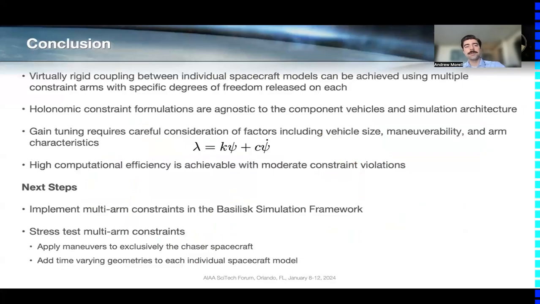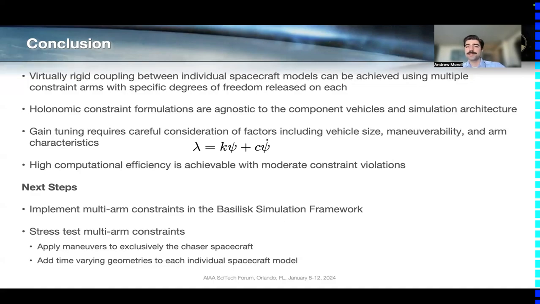Now, in conclusion, we've seen that we can achieve virtually rigid coupling between individual spacecraft models using this multiple constraint arm formulation by just specifically releasing individual degrees of freedom of the component arms. This holonomic constraint formulation method is agnostic to the component vehicle, so it doesn't matter how many solar panels or reaction wheels or fuel tanks you have on the individual vehicles.